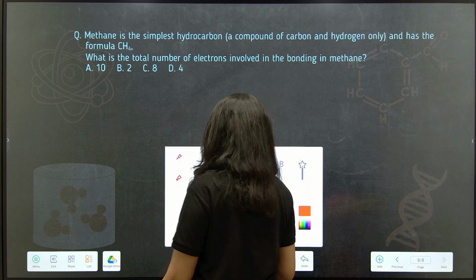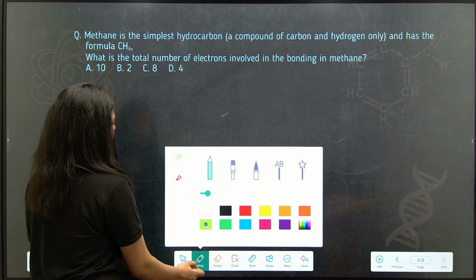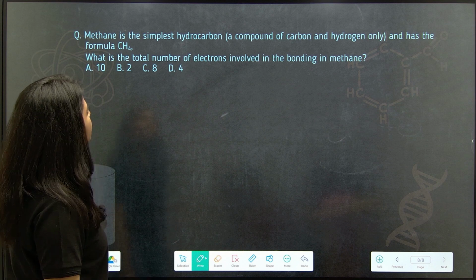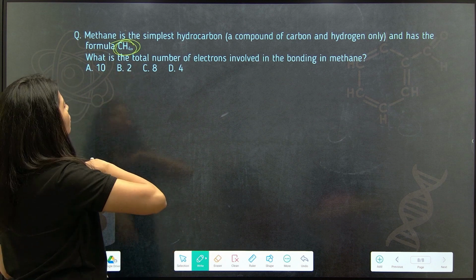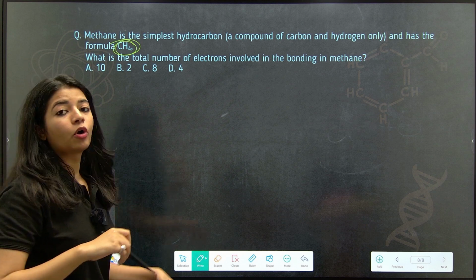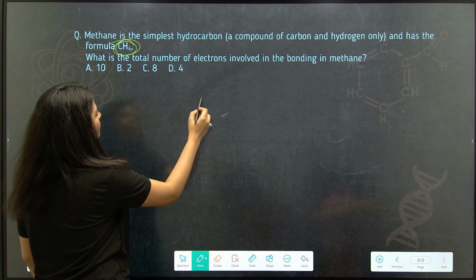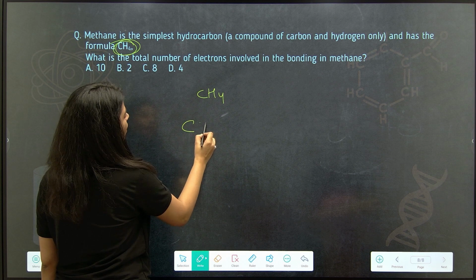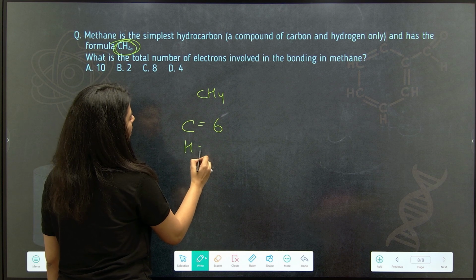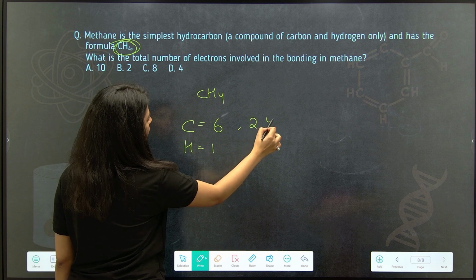is a question which I have for you. They are saying methane is the simplest hydrocarbon and has formula CH4. We have already discussed methane. What is the total number of electrons involved in the bonding in methane? So methane, CH4, they are talking about carbon and hydrogen. Carbon atomic number is 6, hydrogen is 1, and the electronic configuration of carbon is 2, 4.